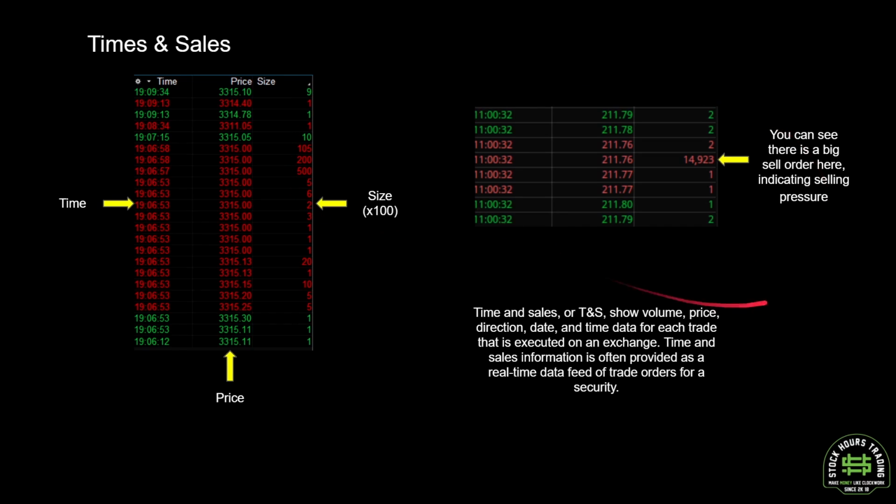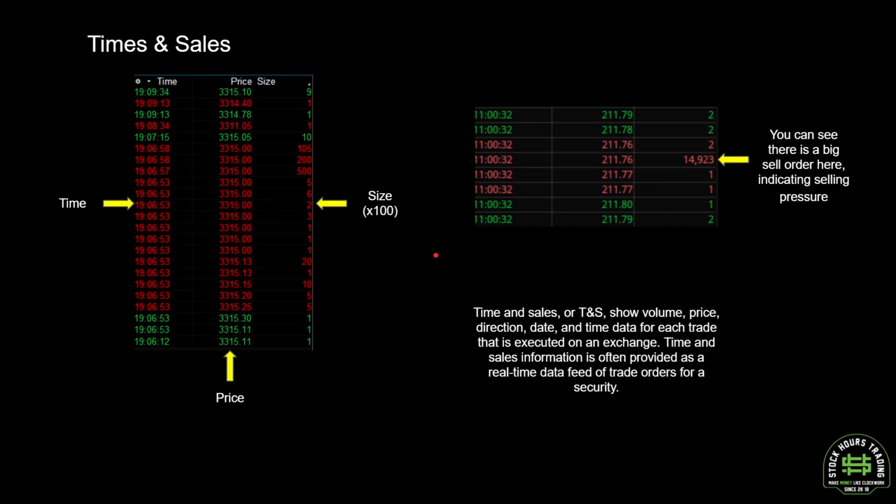Right here we have an example of a big seller on times and sales, and you see it's 14,928.3. So you would multiply that by 100, and you can see how that's a big sell order and how we're seeing selling pressure right there.